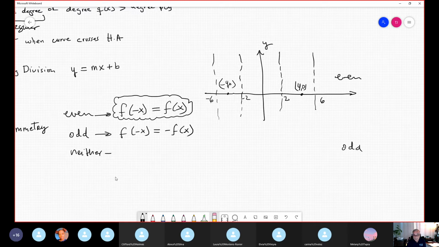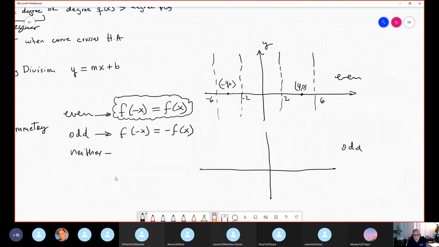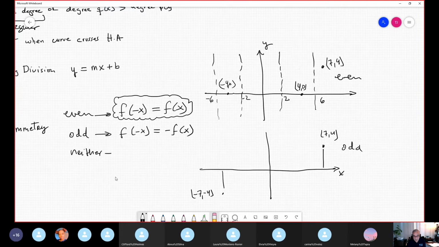The odd case is similar, but suppose that I determine one point here, and that point is (7,4). Suppose that it's odd. When I plot the point (7,4), nice. When you plot in the odd case, it's (-7,-4), like that. Because it's negative. This is an odd case. And even, no. And even, the same.